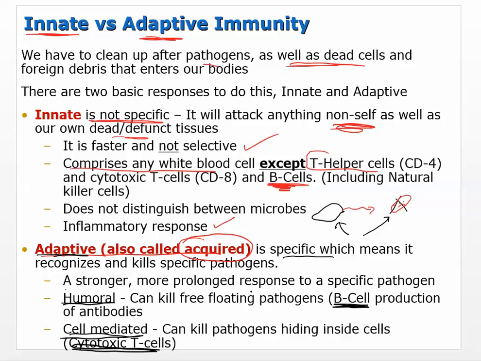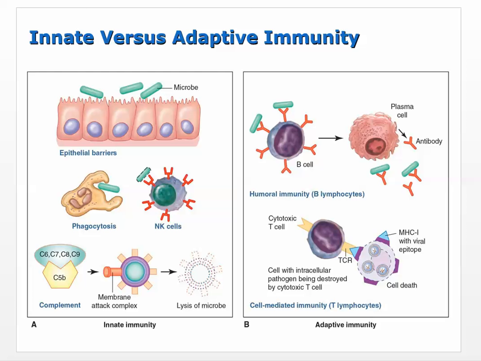Okay, so free floating, B cells. And when I say B cells, I really mean plasma cells, because B cells develop into plasma cells and release antibodies. T cells or cytotoxic T cells will kill pathogens that are hiding in cells.